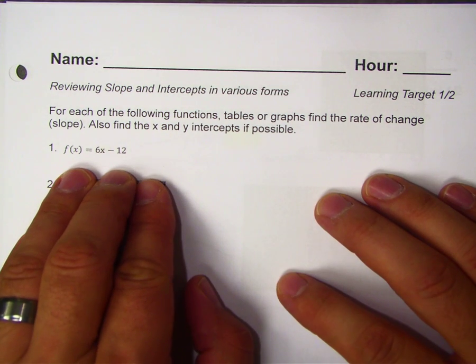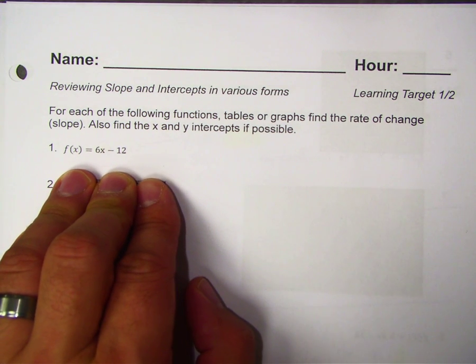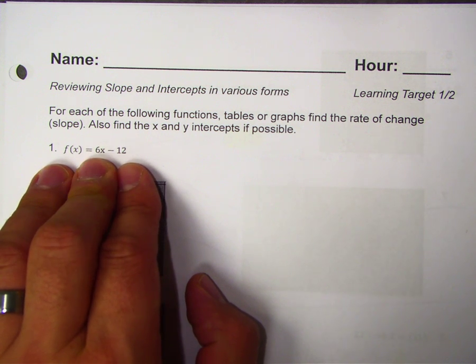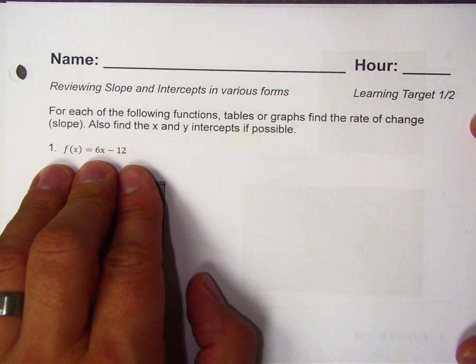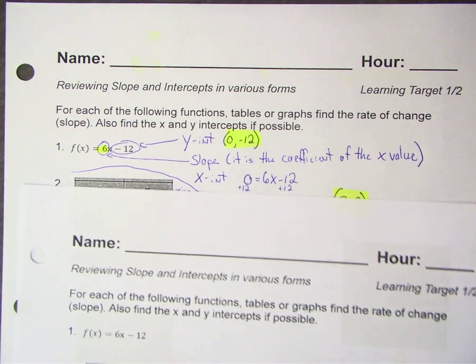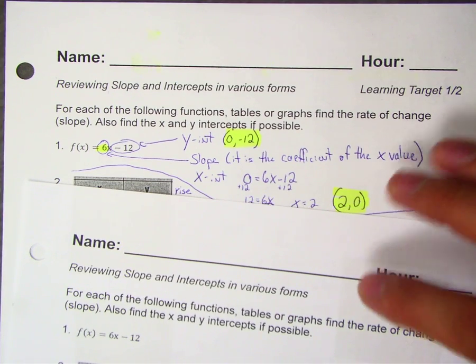So the first thing I want you to do is for number one, I want you to answer the question, what is the slope and what is the y-intercept for number one? So go ahead and answer that on your paper. All right, let's go ahead and see how we work through this real quick.